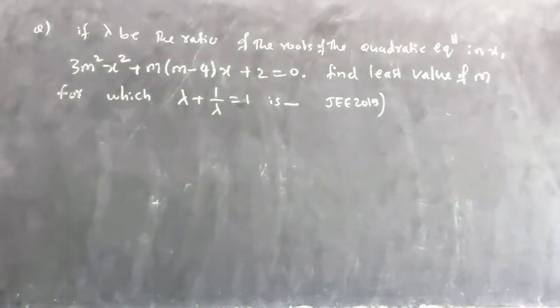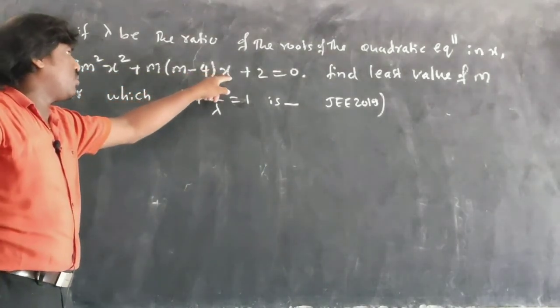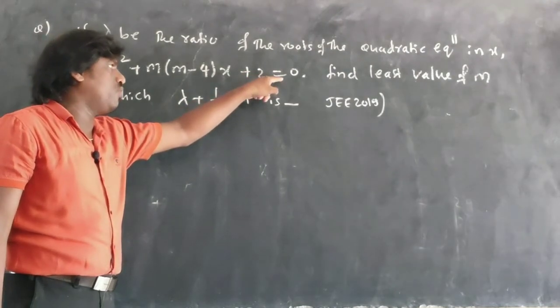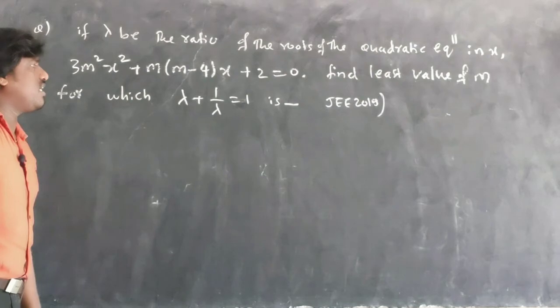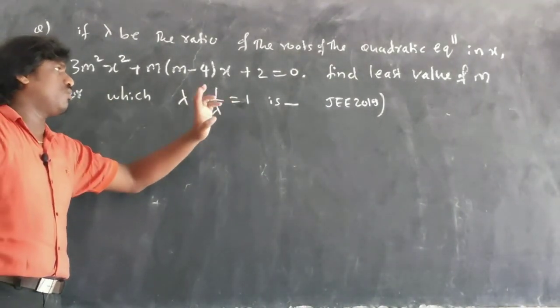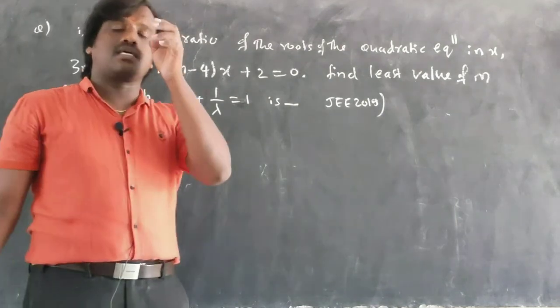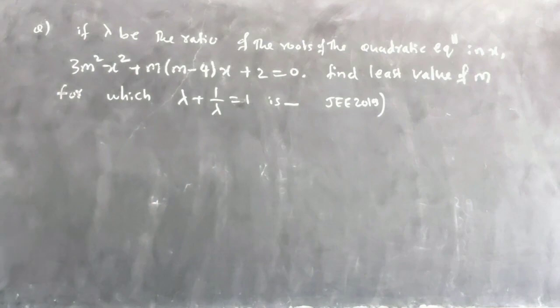The question is, if lambda be the ratio of the roots of the quadratic equation in x, 3m square x square plus m into m minus 4 into x plus 2 is equal to 0. Find the least value of m for which lambda plus 1 by lambda is equal to 1. Tomorrow we will discuss 2020 questions. Okay. Let us see here. Now what is the question given?